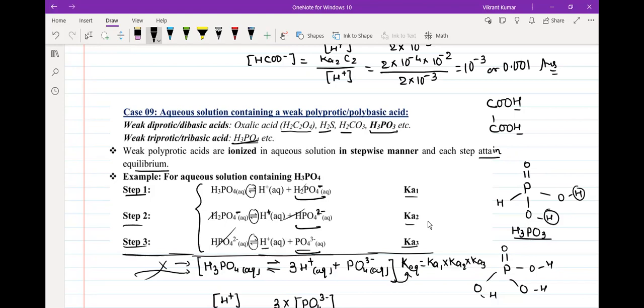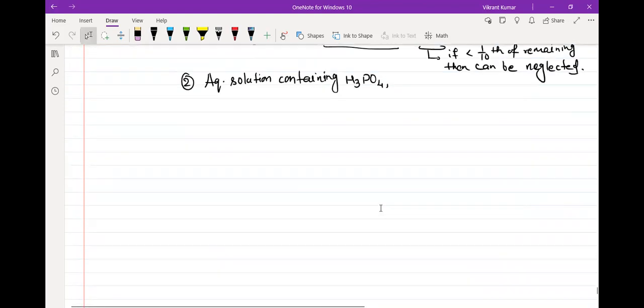Understood now? And that's why if I have to write the charge balance for this case, I am having one cation which is H plus only. But I am having actually four anions, so let's write all of them. I am having one anion like H2PO4 minus.